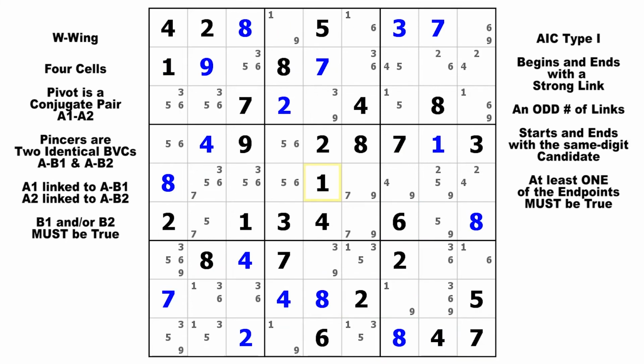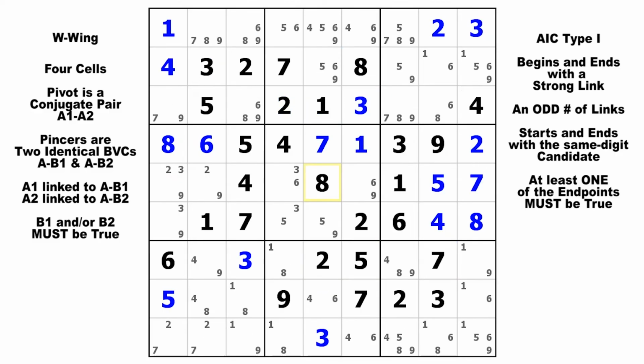All right, here our conjugate pair is on candidate 3 in column 5. And the two pincers are 3-6 and 3-6, and they are not in the same chute, so there can only be two possible eliminations. And one of them is right here, so that 6 is false, but as you can see, there is no 6 in that cell, so there's nothing to be done there. All right, let's move on to the next one.